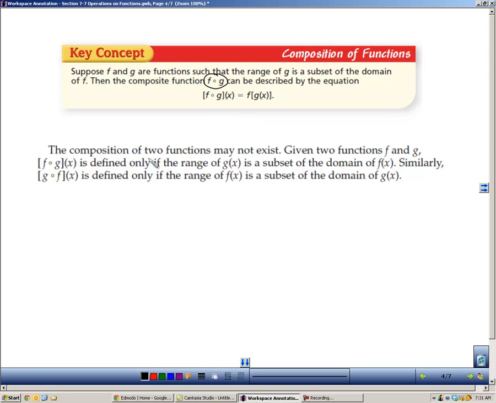Now it is possible for those two functions to not have a composition. It might not exist because perhaps the range of the inside function does not fit in the domain of the outside function.